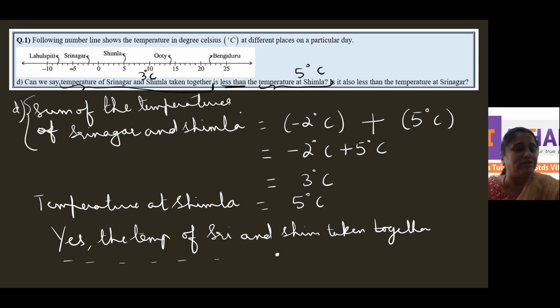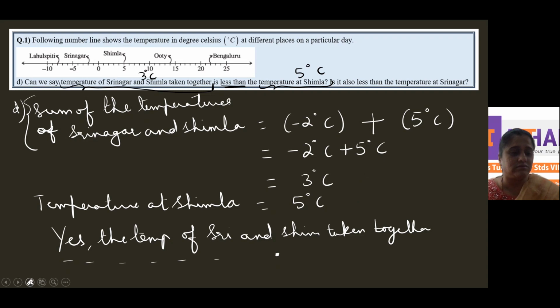First, I found the sum of the temperatures of Srinagar and Shimla. I got an answer, 3 degrees Celsius. Then the temperature at Shimla, 5 degrees Celsius. Now we'll have to compare this answer and this answer. Is this one less than this one? Yes, it is less. Do we understand the question and the answer clearly? Very good.